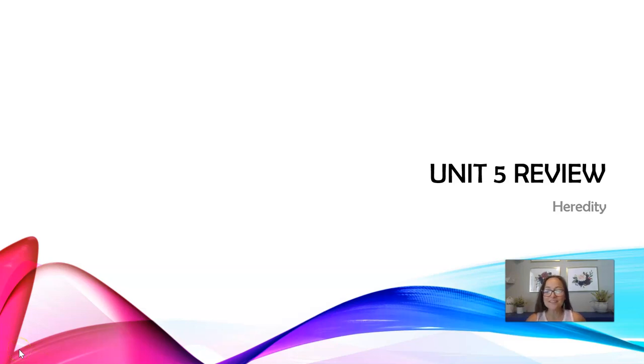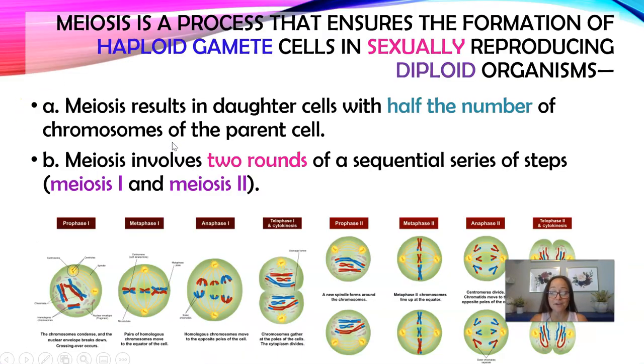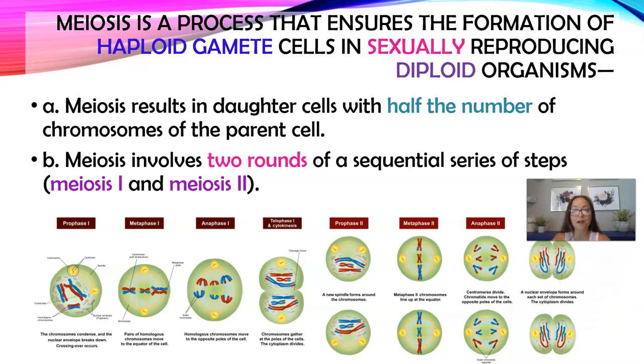Okay, so in this video, we're going to review Unit 5 for the AP Bio test, which includes meiosis, Mendelian genetics, and non-Mendelian genetics. So when we look at meiosis, it's a process that ensures the formation of haploid cells in sexually reproducing diploid organisms.